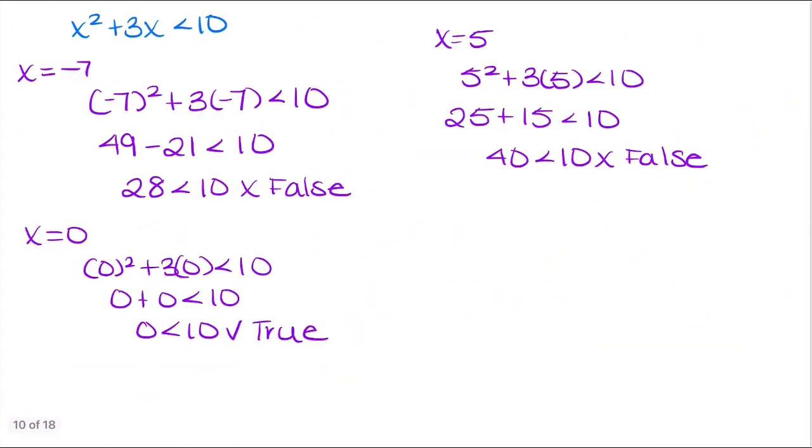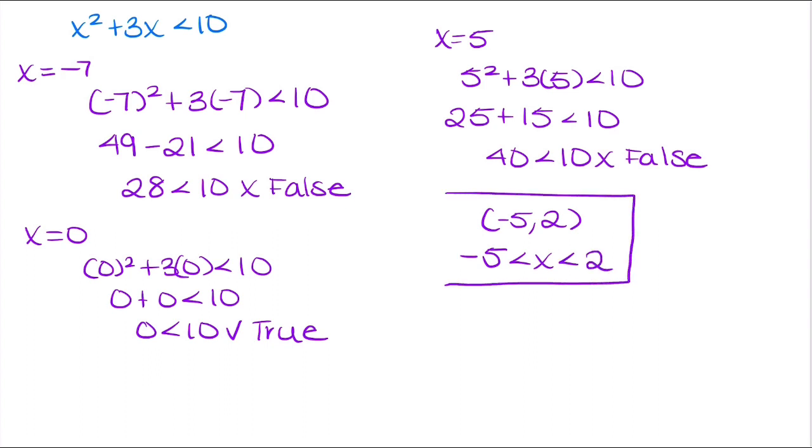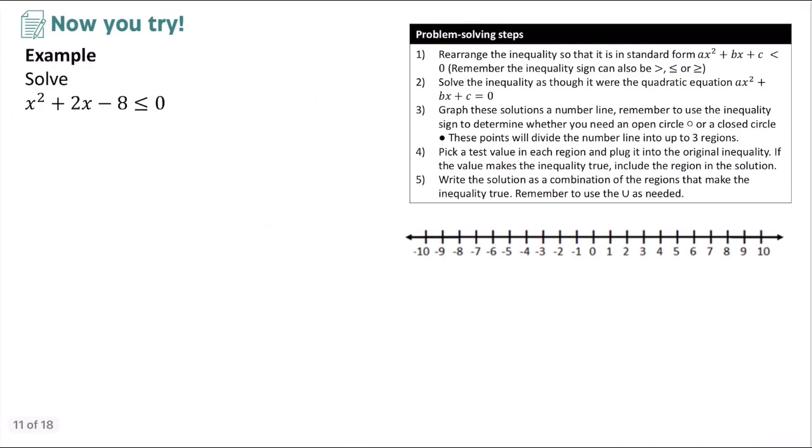Remember, in interval notation, that's going to look like this. We're going to use open parentheses because those endpoints are not included. If you want, you can write it as an inequality. -5 is less than x, which is less than 2. Okay, so that's how we solve quadratic inequalities algebraically. So now you can go ahead and pause the video and try doing this example on your own.